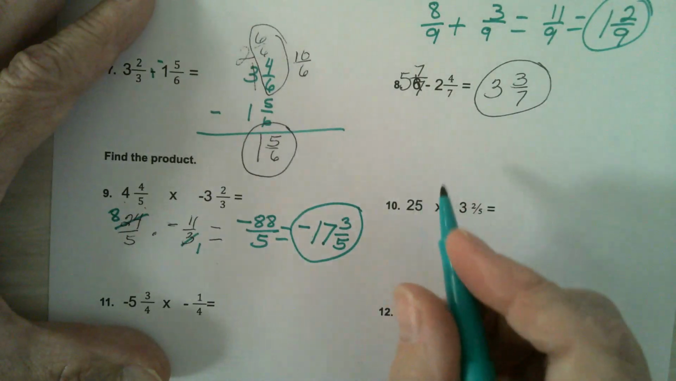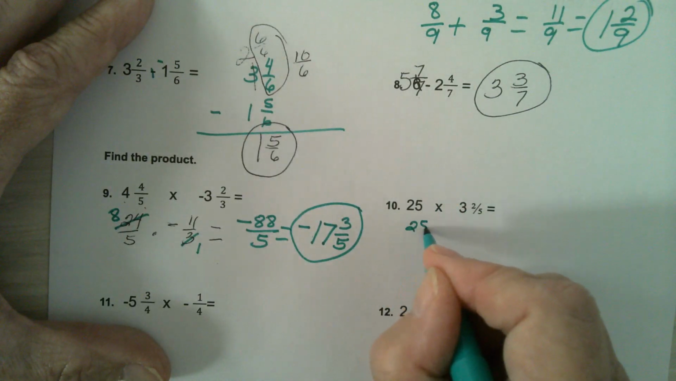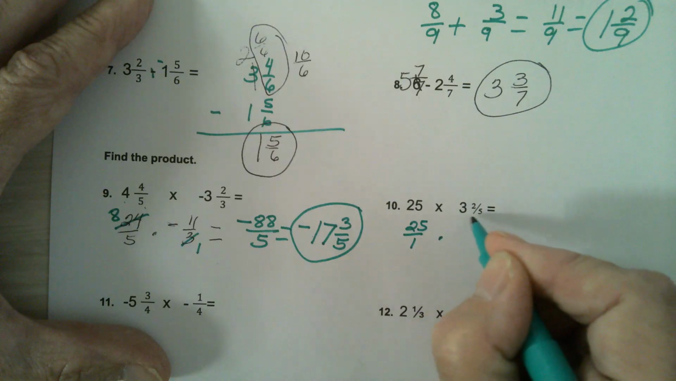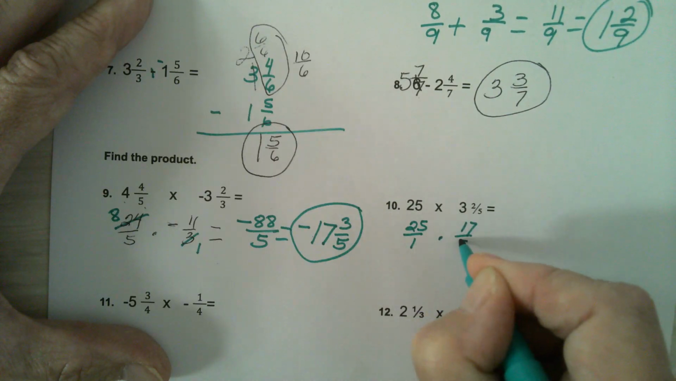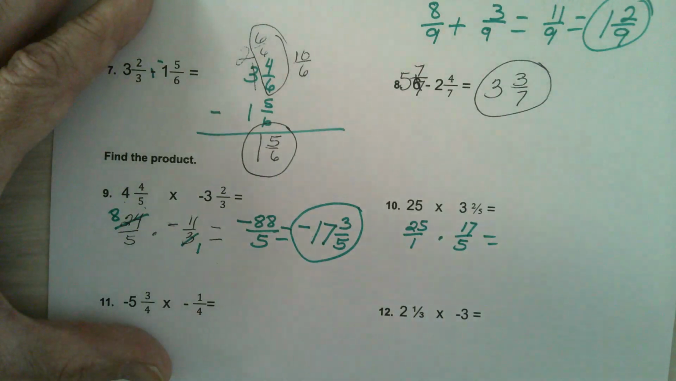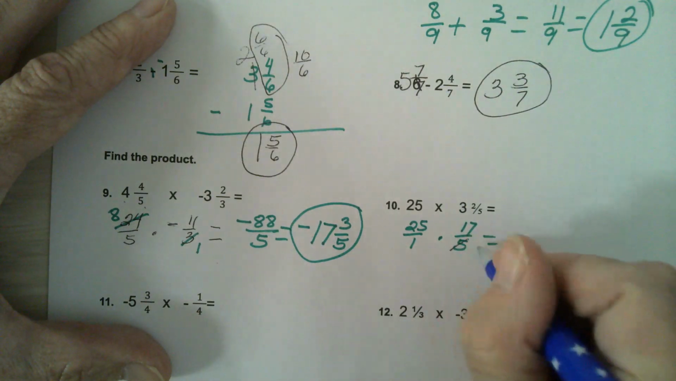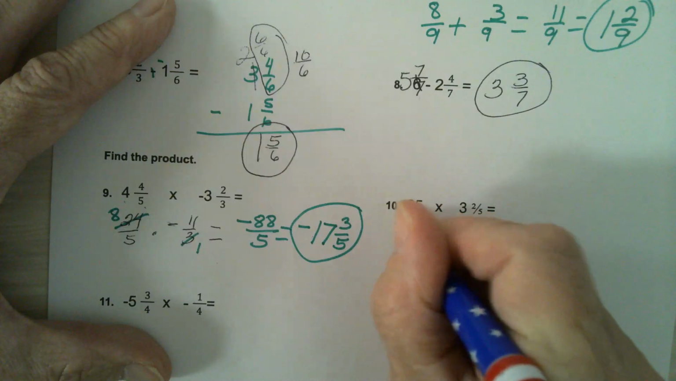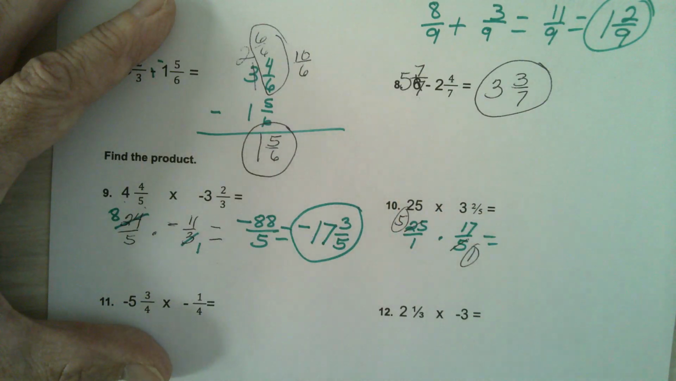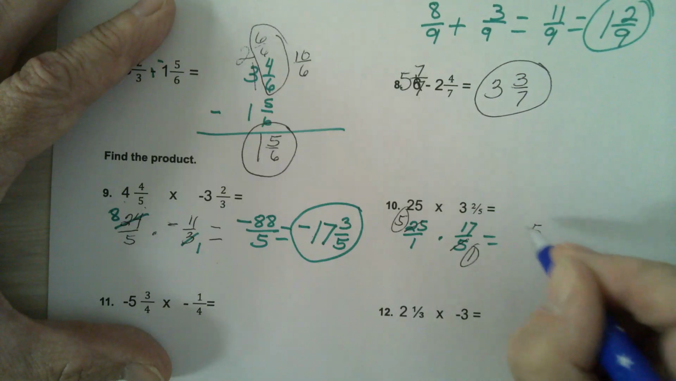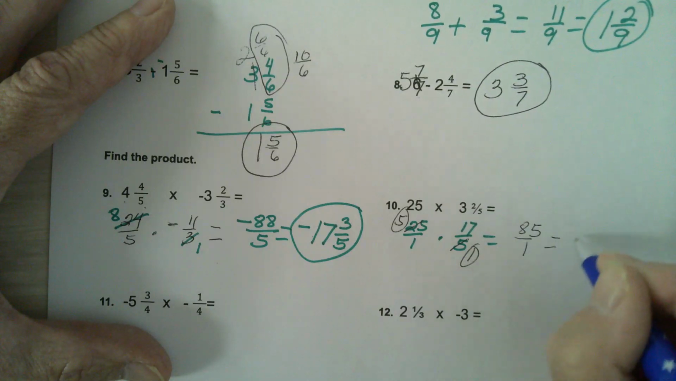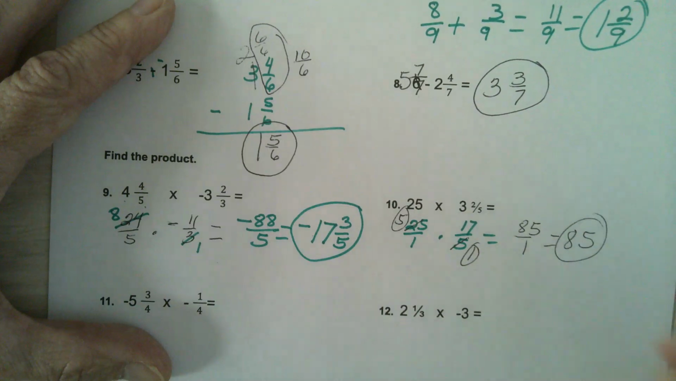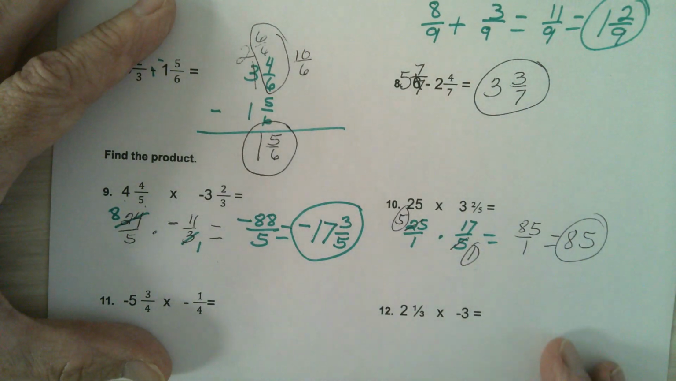Okay. In number 10, you gently pick it up and put a 1 under it times 17/5. To make it simple, you simplify before you multiply. 5 times 17 is 85 over 1. Is that what you have for the answer in number 10? Did anyone get 85? Okay, good.